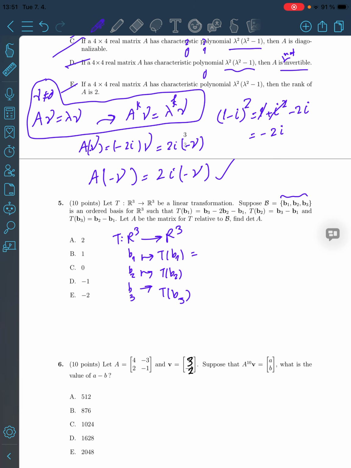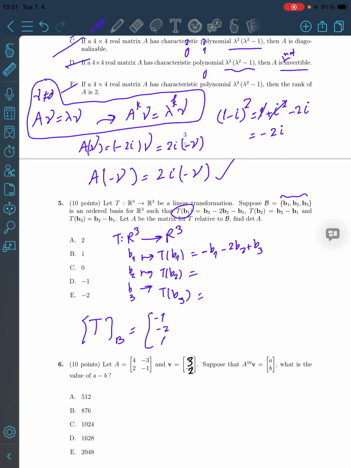When you compute all of them, that is already given, you should consider the order of the bases. Here they put in a different order, but for example T of B1 is given in the order B3, B2, B1, but what I want is to write it based on the order of -B1, -2B2, plus B3. So therefore the first column of my matrix is going to be -1, -2, and then 1.